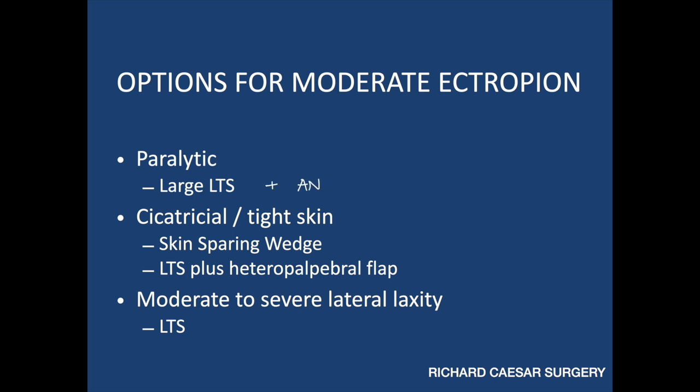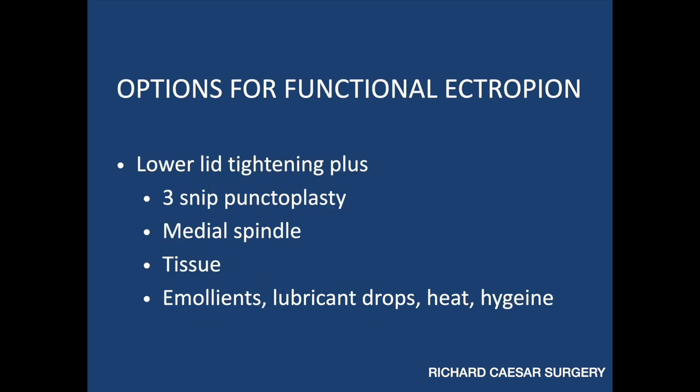Once you're considering a moderate ectropion, then if there is a facial nerve palsy with a paralytic ectropion, you're going to need a large tarsal strip, and you always want to consider anchoring that tarsal strip a little bit more superiorly than you would for a non-paralytic ectropion. If there's tight skin, you could consider a wedge, but a heteropalpebral flap would be better, or a full thickness skin graft. But the lateral tarsal strip is such a workhorse, it's likely to remain a favourite for some time.